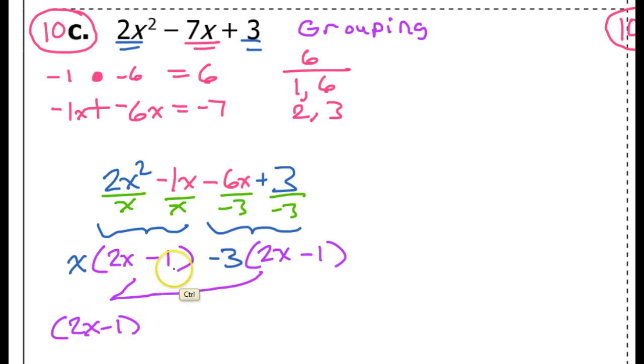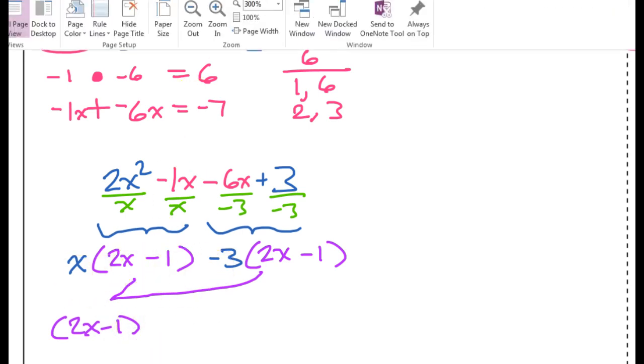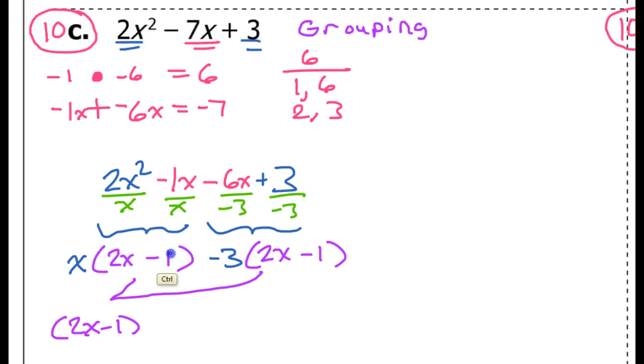And then I will look and see if I take away the 2x minus 1, what's left? Well, what's left is this blue part, x minus 3. And that's what goes in the other parentheses. Okay, so this would be the final answer, 2x minus 1 times x minus 3. So that's how you factor by the grouping method.